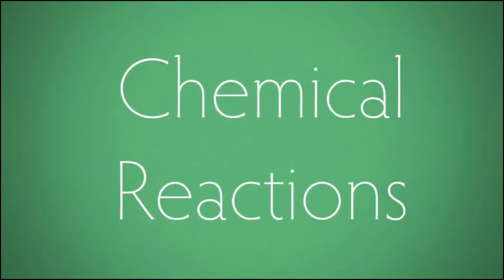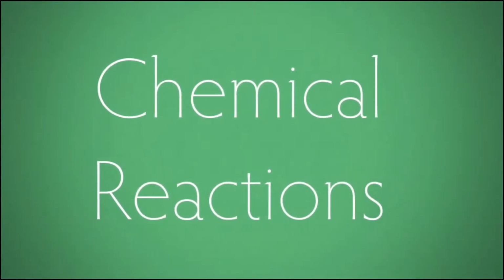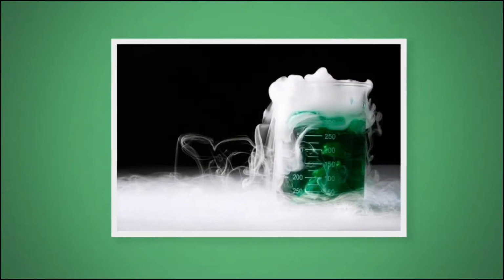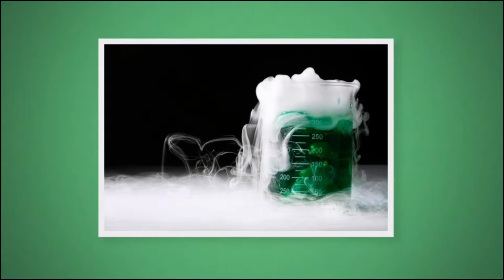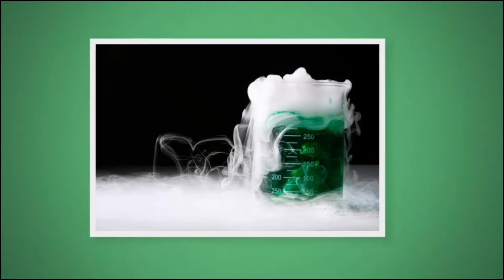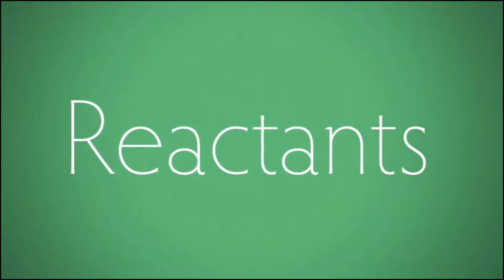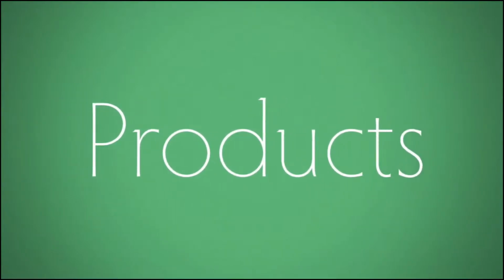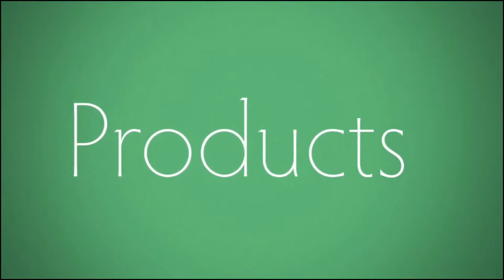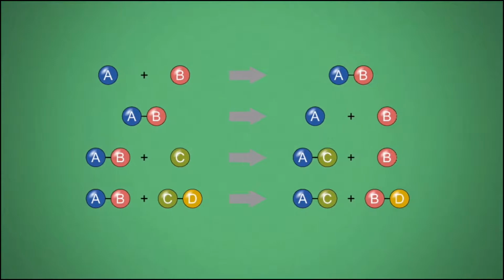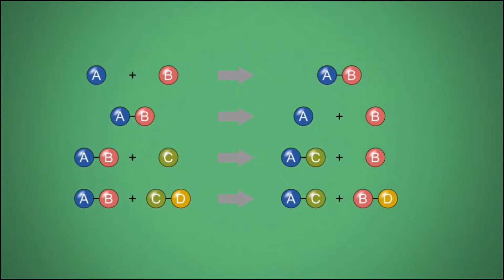In this episode, we're going to talk all about chemical reactions. A chemical reaction is when two or more substances undergo a reorganization of atoms to form other substances. The substances that go into chemical reactions are called the reactants, and the substances that are produced by a chemical reaction are called the products. It is important to note that the properties of the products in a chemical reaction are different from the properties of the reactants.